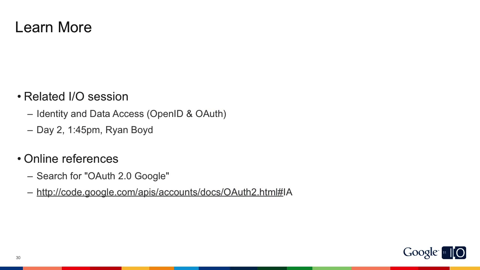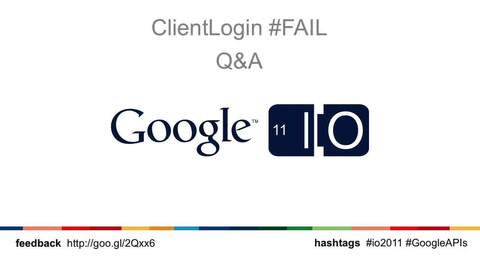To learn more, go to Ryan's session tomorrow. He'll talk a little bit more about OpenID and OAuth. And as I mentioned earlier, search for OAuth 2 Google, and you'll get the page where we explain all of this in some detail. All right, and with that, I'm ready to take questions. Again, the feedback URL and the hashtags are on the slide. If you have questions, please use the microphone so they're being recorded.